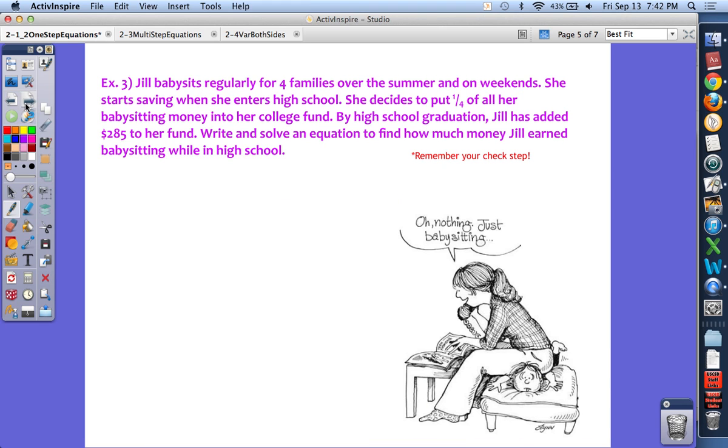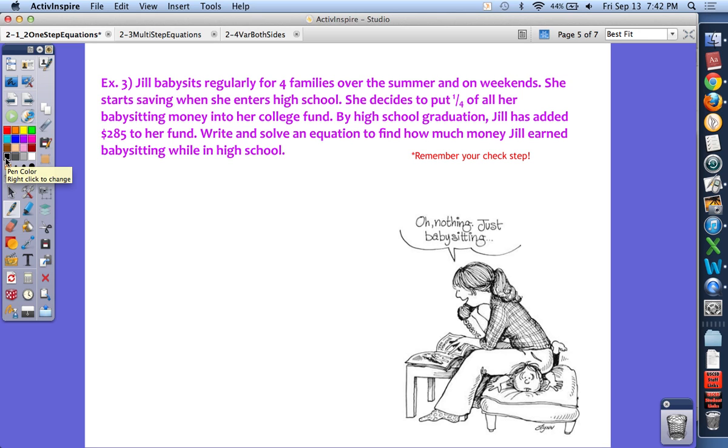Example 3 then. Jill babysits regularly for 4 families over the summer on weekends. She starts to save for college when she enters high school. She decides to put 1/4 of her money, of all of her babysitting money, into her college fund. Circle some key information there. By high school graduation, Jill has added $285 to her fund. Write and solve an equation to find how much money Jill earned.